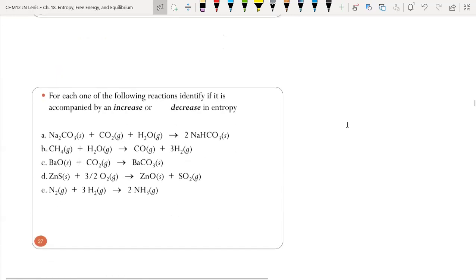So let's see here. Let's make predictions in real chemical reactions. I'm going to do a couple of them. I'll show you what type of analysis we need to do to make these predictions. We need to predict if the reaction will increase entropy or decrease entropy based on what we just learned.